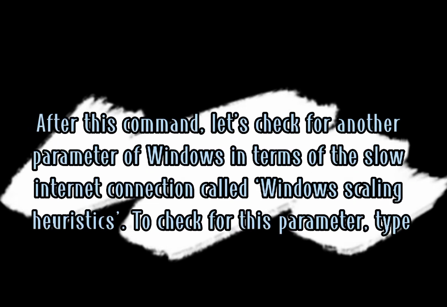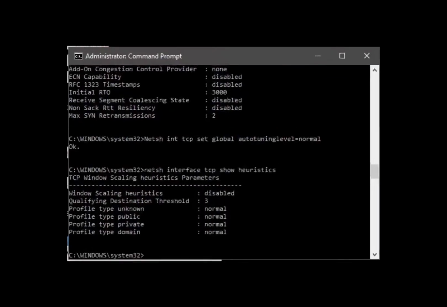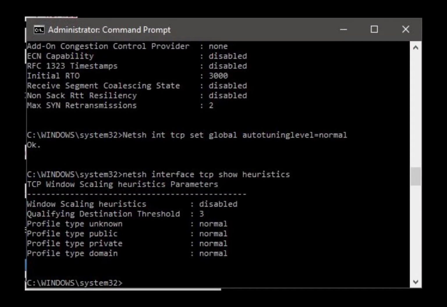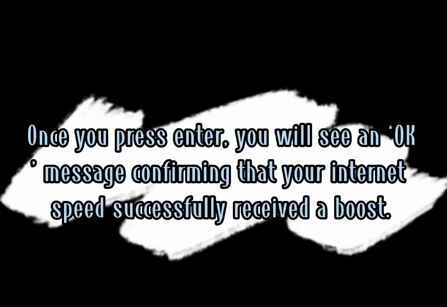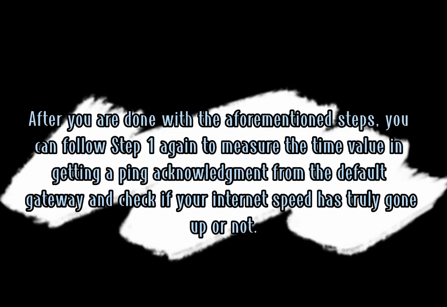After this command, let's check for another parameter of Windows in terms of the slow internet connection called Windows scaling heuristics. To check for this parameter, type netsh interface tcp show heuristics. Once you press enter, you will see an OK message confirming that your internet speed successfully received a boost. After you are done with the aforementioned steps, you can follow step 1 again to measure the time value in getting a ping acknowledgement from the default gateway and check if your internet speed has truly gone up or not.